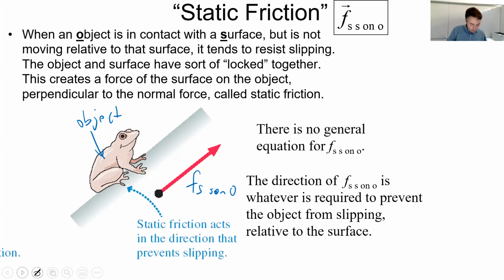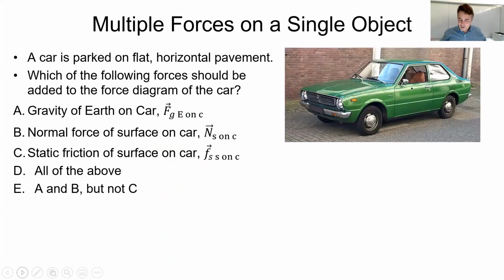So let's do a poll about this green Corolla here. A car is parked on a flat horizontal pavement. Which of the following forces should be added to the force diagram of the car? Is it A, gravity; B, normal force; C, static friction; D, all of the above, all three of these; or E, A and B, but not C? If you're going to draw your force diagram, what should you put?